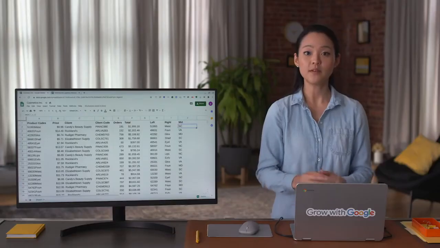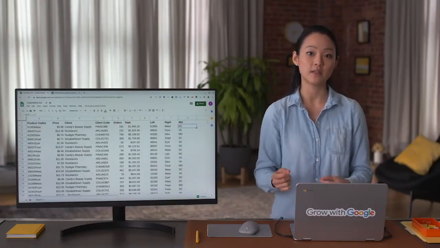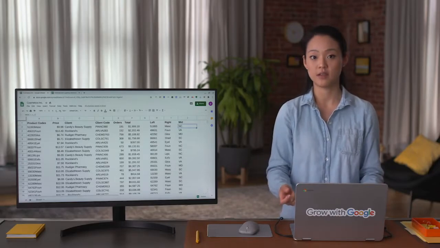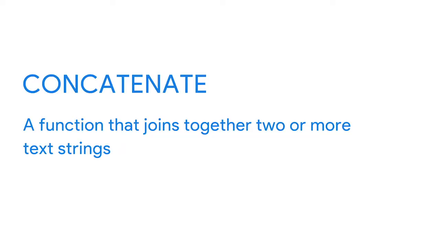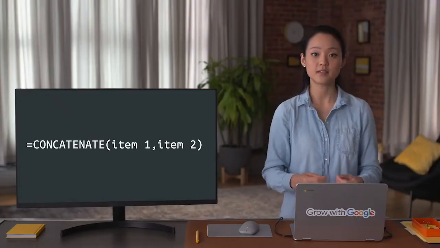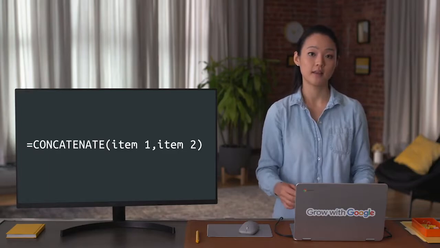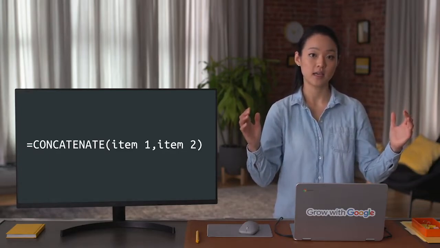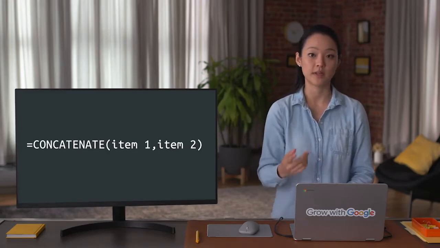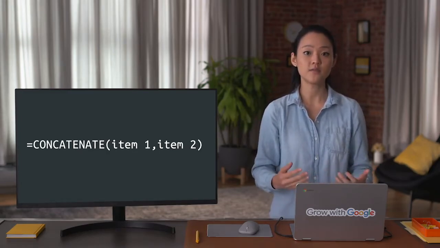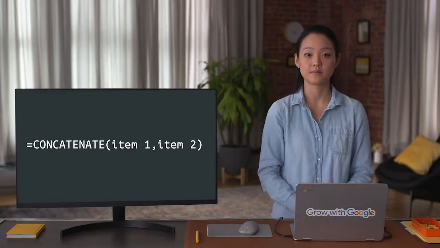So we've learned about a few functions that help separate out specific text strings. But what if we want to combine them instead? For that, we'll use concatenate, which is a function that joins together 2 or more text strings. The syntax is equals concatenate, then an open parentheses. Inside, indicate each text string you want to join, separated by commas. Then finish the function with the closed parentheses.